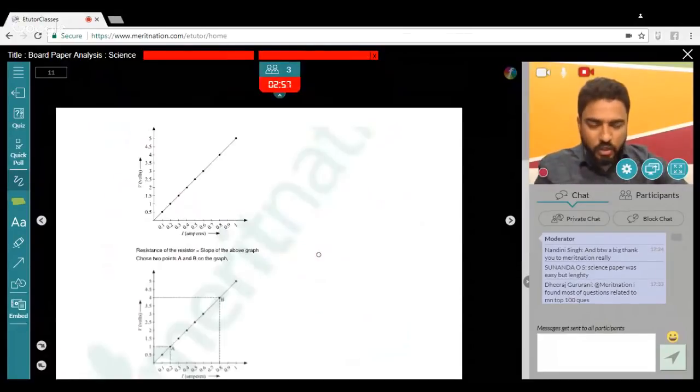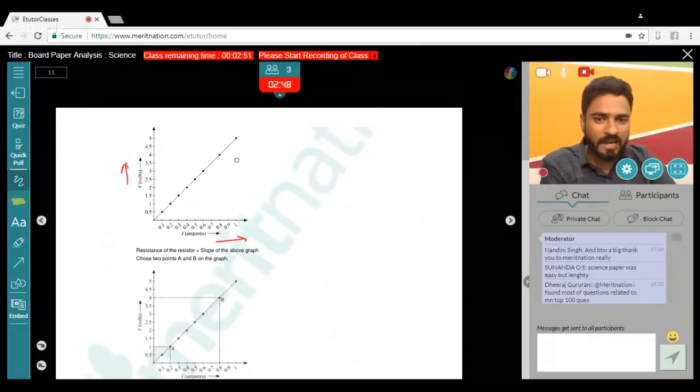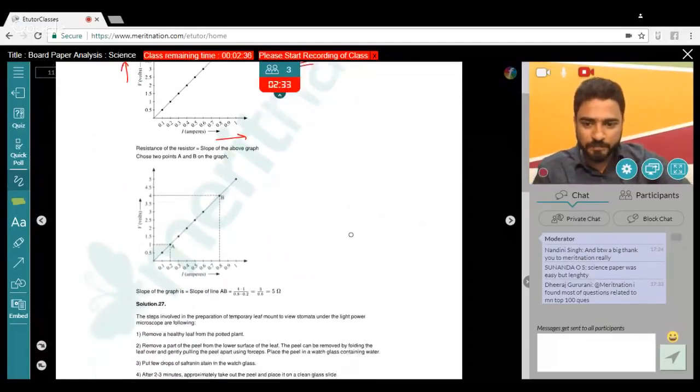26th question, you had to draw the graph. It was a very simple graph. You had to just mention the values of the potential on the y-axis and the current on the x-axis, plot the points, and then join them with a straight line. They would be coming in a particular straight line. That is basically verifying our Ohm's law, that is V equals IR. That is what they are concluding. That is the summary of this particular graph.